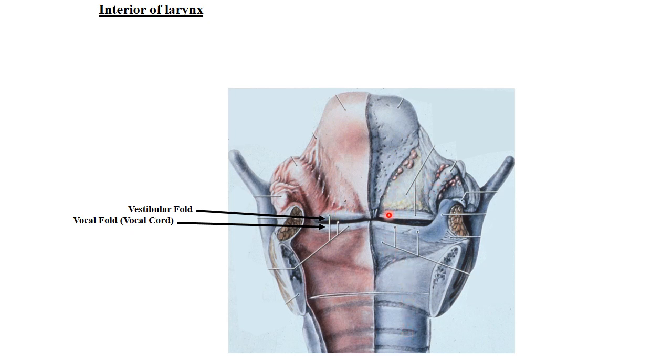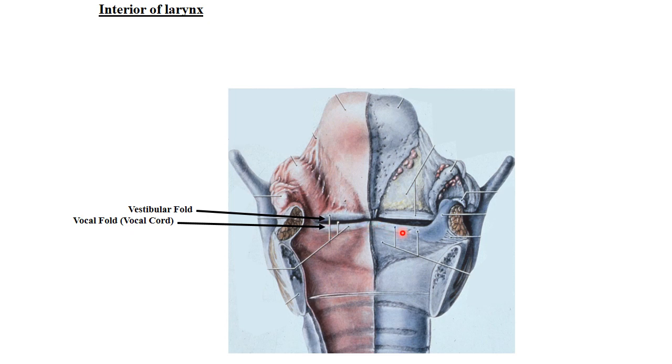But you can see a fold here and a fold here. This is a right fold. This is a left fold. This pair of folds right here are referred to as the vestibular folds. Okay, and down here we have another pair of folds, one on the left, one on the right.